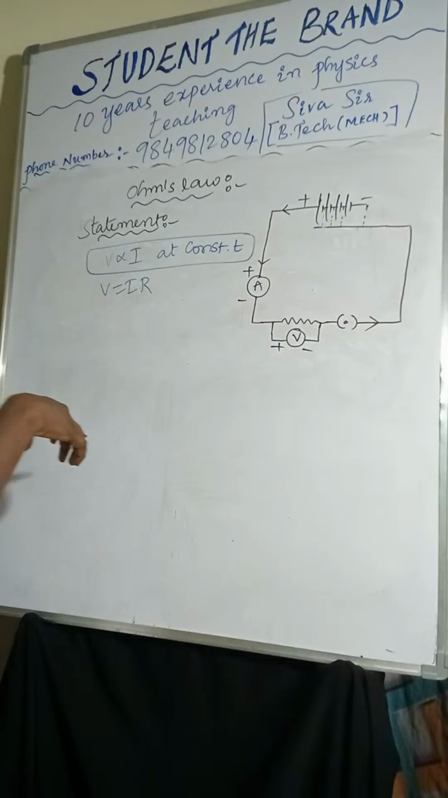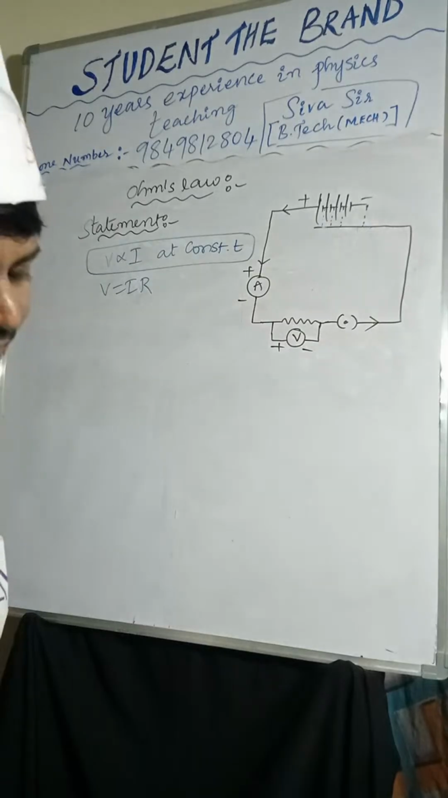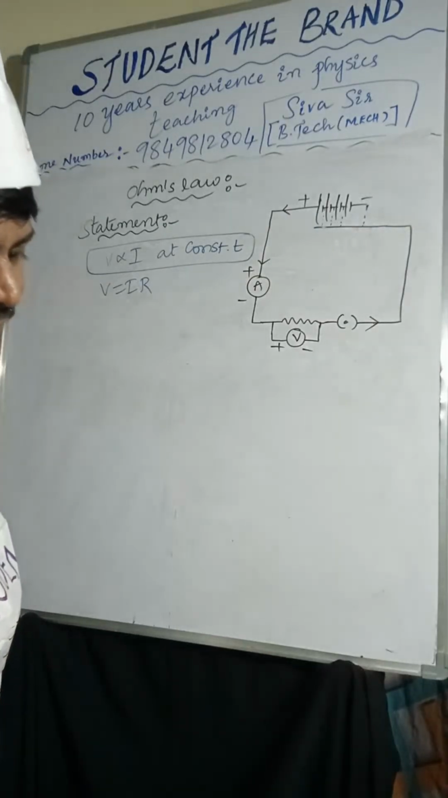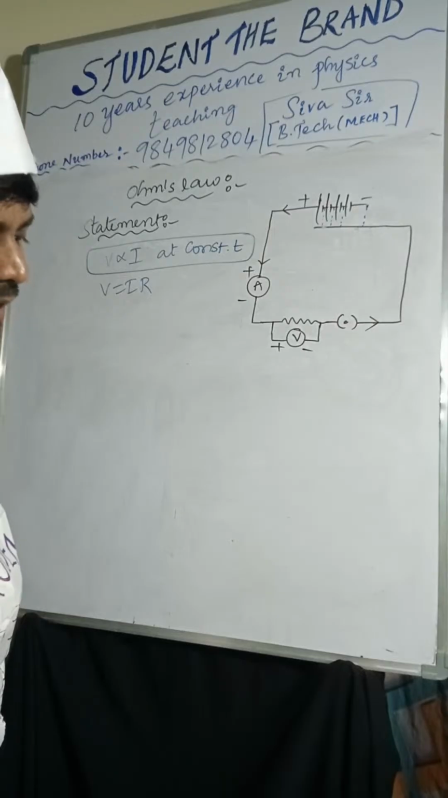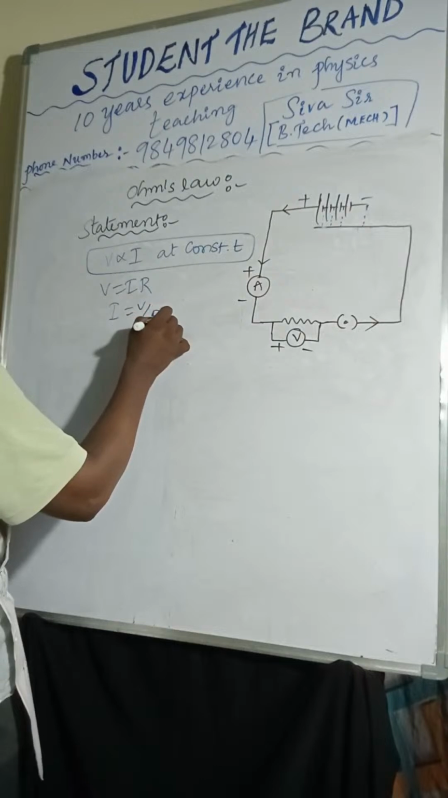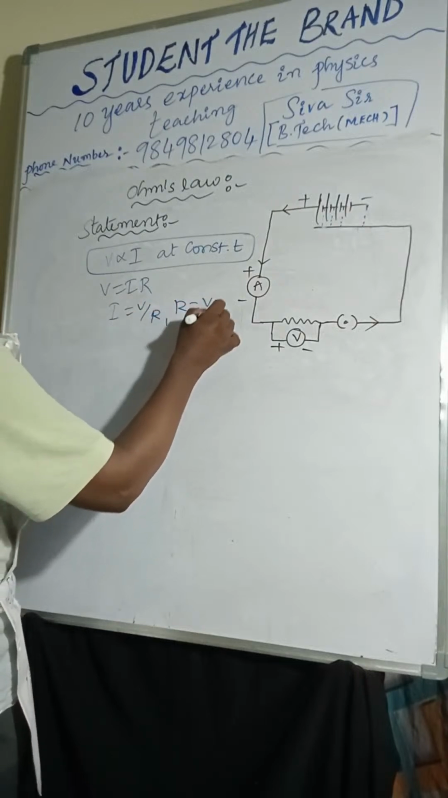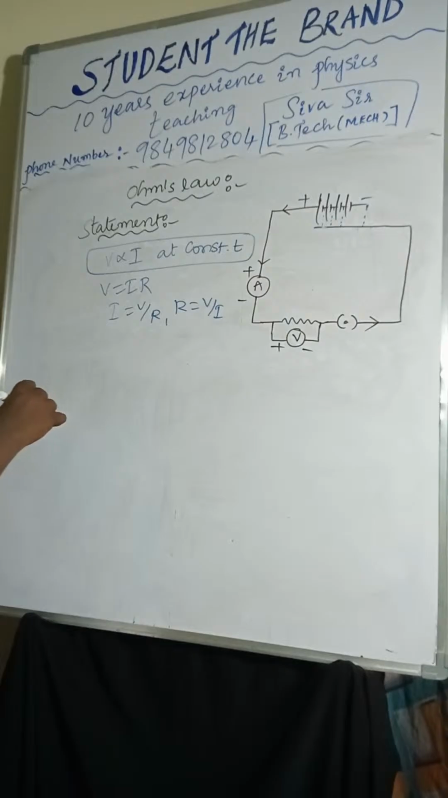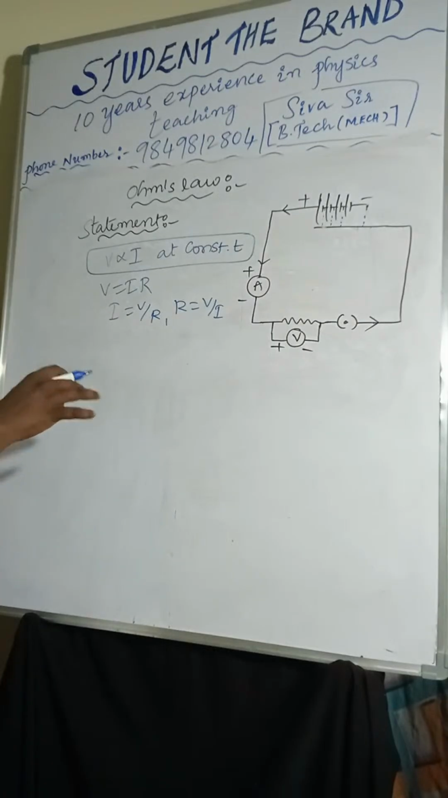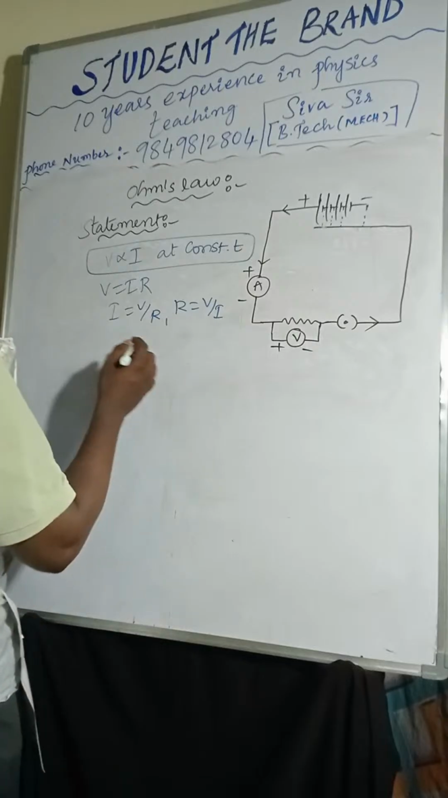V equal to IR, so I equal to V by R, and R equal to V by I. We will do some problems related to potential difference and electrical potential. First we will recall the topic, then go to the problems. There are many problems we need to work out.